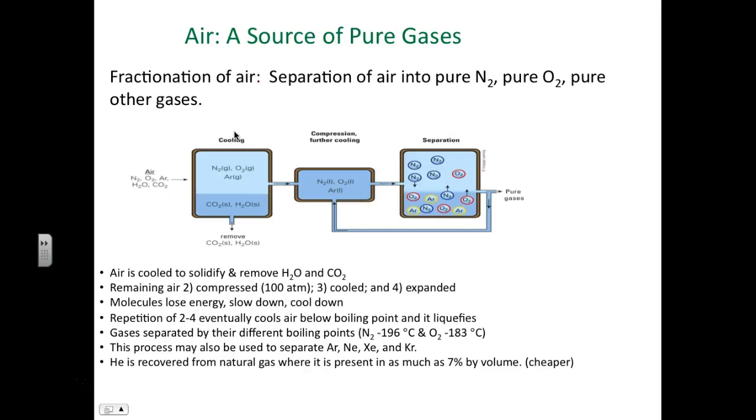Helium can also be done this way. However, getting helium out of air is really expensive. So we do the same process, but we use natural gas like propane, butane, and methane, because there's a lot more helium found in those kinds of gas reserves in the ground.